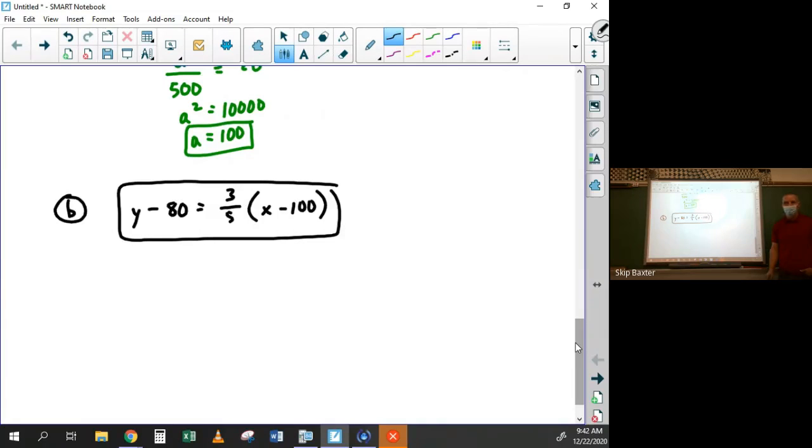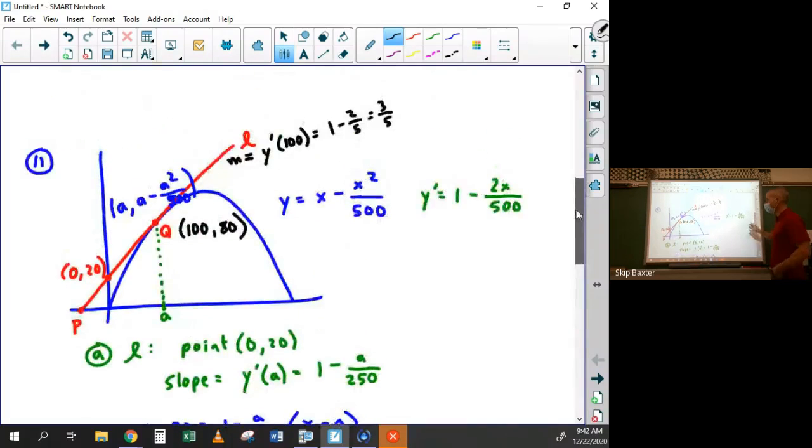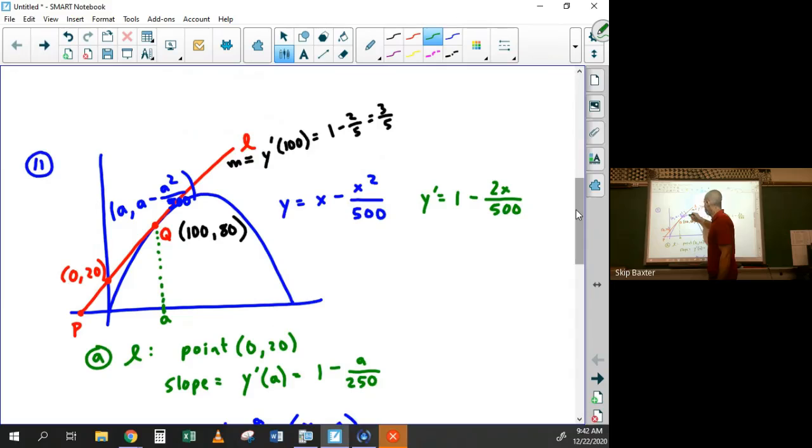Is that okay? Everybody understand? Once you find 100, the rest of the questions are pretty easy. Part C says you got this tree growing at the top of the hill, like this, and you just want to know is the spotlight touching the tree at all?